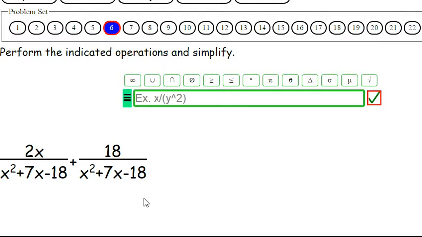Alright, we got 2x over x squared plus 7x minus 18 plus 18 over x squared plus 7x minus 18. So as we can see here, both our denominators are the same. And that's good news, right? Alright, so we're going to rewrite all this stuff out just because that's what we do.